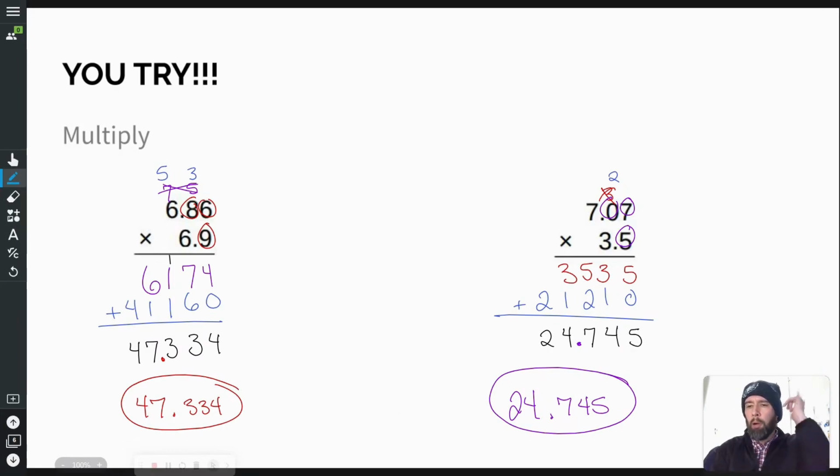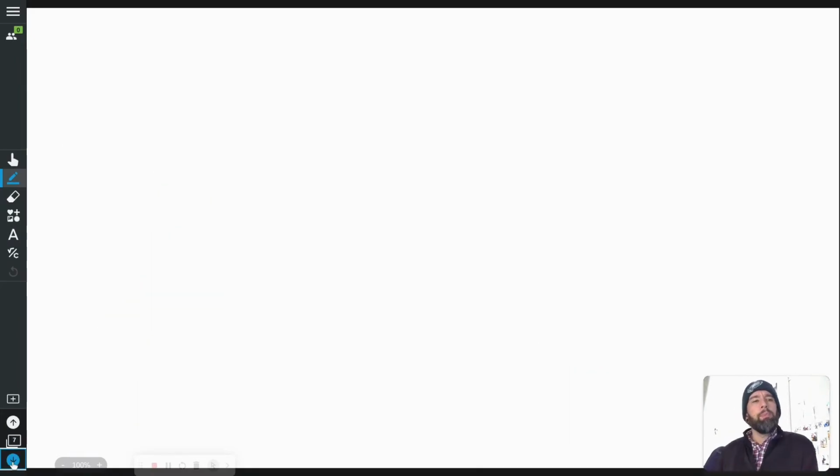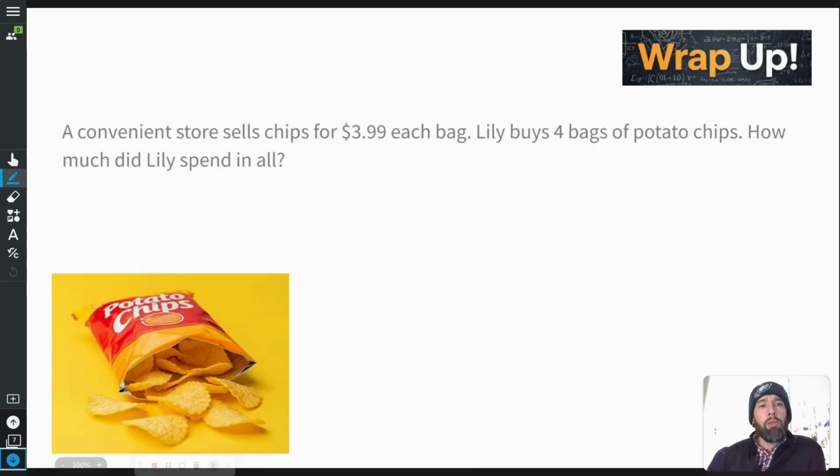All right, word problem alert. A convenience store sells chips at $3.99 each bag. Lily buys 4 bags of potato chips. How much did Lily spend in all? So that's going to be 4 times $3.99. So let's set it up.